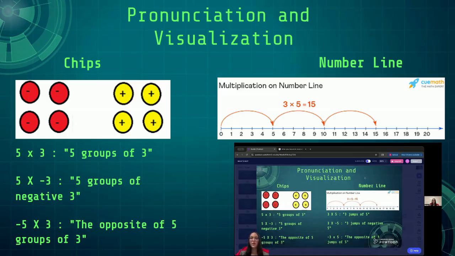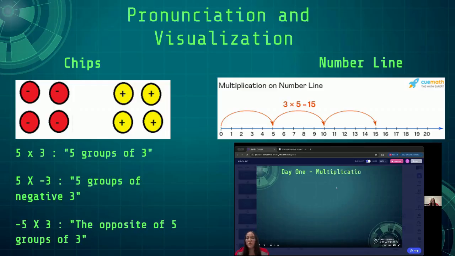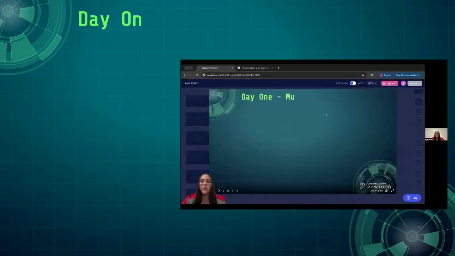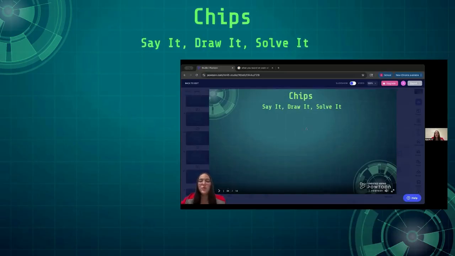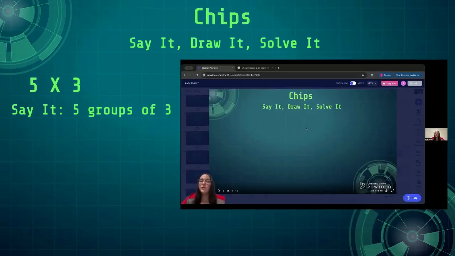Okay. So first, our day 1 is multiplication, and we're going to be focusing on chips. The way we're going to be solving our problems is we're going to pronounce it, we're going to draw them, and then we are going to solve it.